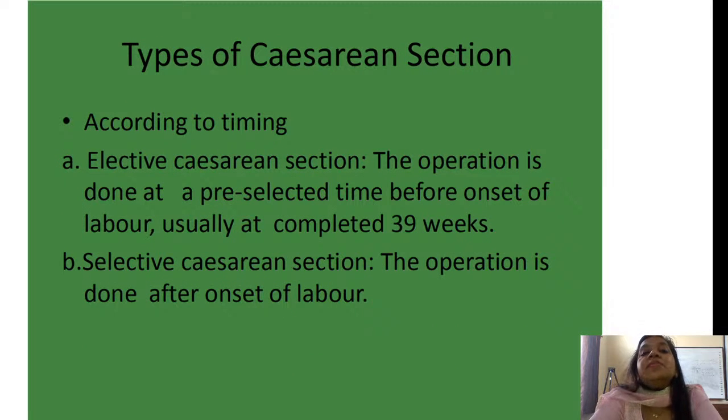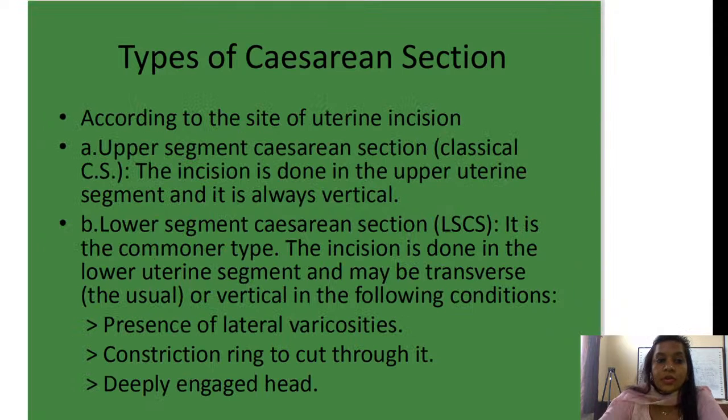What are the types of C-sections? According to the timing, there is elective caesarean section. The operation is done at a pre-scheduled time before the onset of labor, usually at completed 39 weeks. Selective caesarean section: the operation is done after the onset of labor. So there is a difference between elective and selective.